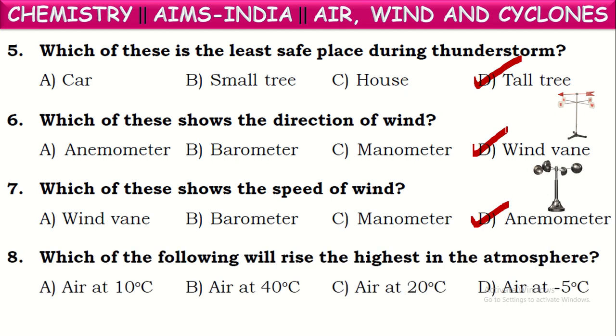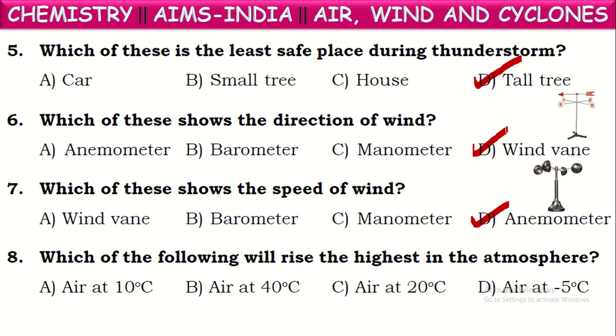Next one. Which of the following will rise the highest in the atmosphere? See, air at particular temperatures is mentioned in the different options here. Which air, at which particular temperature, rises to the highest place? In the first option it is mentioned air at 10 degrees Celsius. Next, air at 40 degrees Celsius. Third one, air at 20 degrees Celsius. The last one, air at minus 5 degrees Celsius.